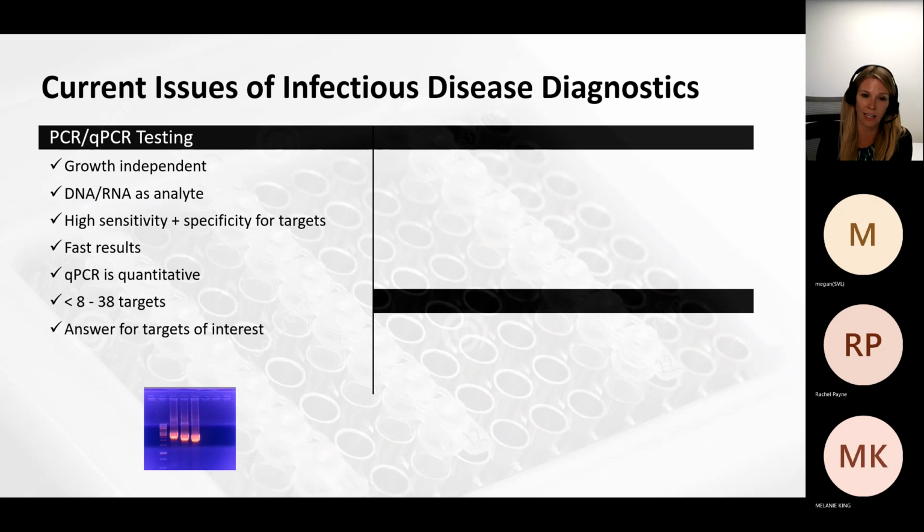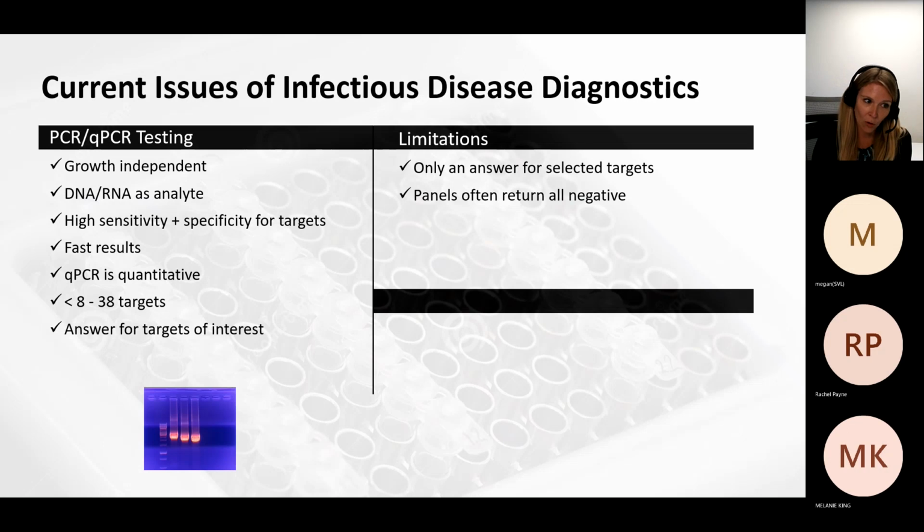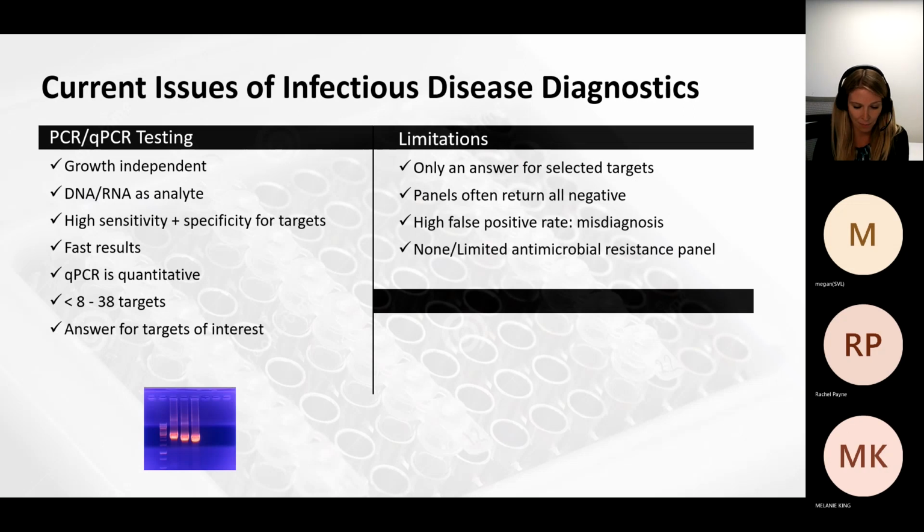So rather than just saying detected, not detected, positive, negative, it can give you a quantified number just like culture would. Normally, you're limited between 8 to 38 targets, and the benefit is you will get an answer for those targets that you selected. A limitation, however, is you will also only get an answer for the targets that you did select. So the panel quite often returns all negative, depending on how well your educated guess was.